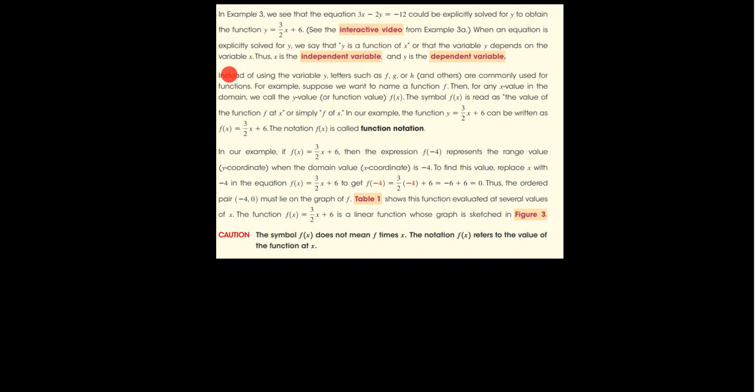So instead of using the variable y, letters such as F, G, or H, and others. This whole paragraph is trying to say that up until now, whenever we choose a variable, the most common variable we choose is x. Some other variables we choose are y, z, a, b, c, and so on. These are variables for a number.